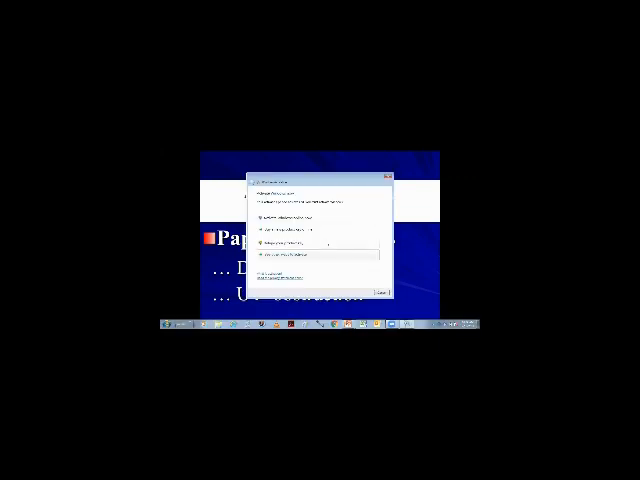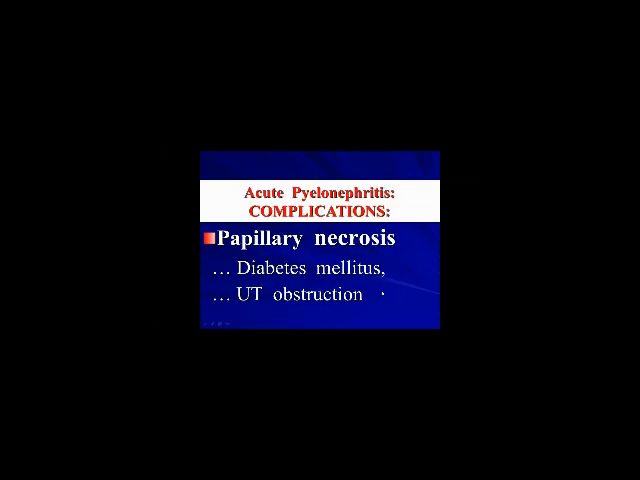papilla undergo necrosis. The reason being that papilla is a very delicate structure, and its blood supply is also very sensitive and very delicate. So due to infections, these vessels get damaged. There is ischemia of the tips of these pyramids and it results in coagulative necrosis.